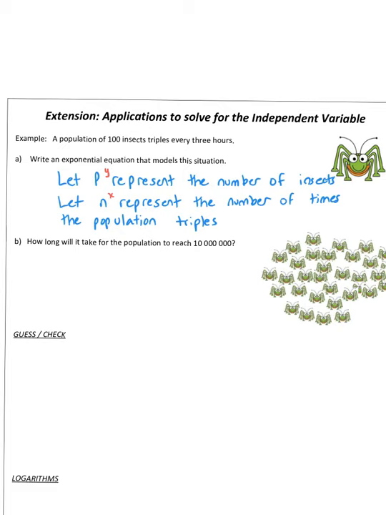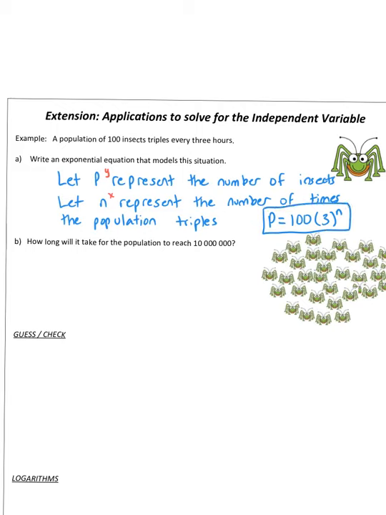So now we can make our equation. The population is equal to the starting amount, which is 100, times the growth factor, which is, it's tripling, so the growth factor is 3, which is 300%, and that is to the exponent n. So that is our equation.